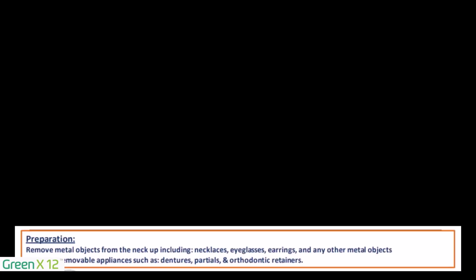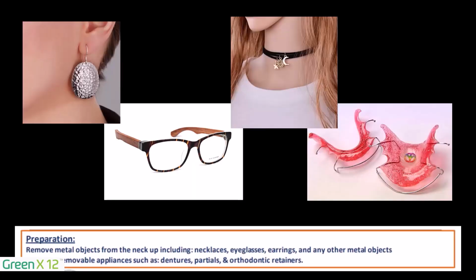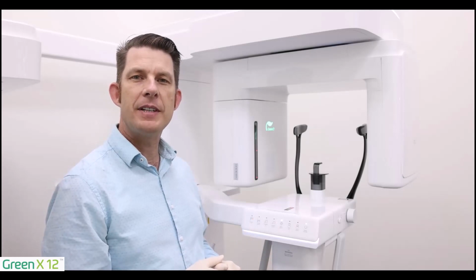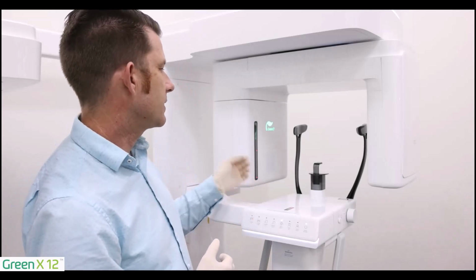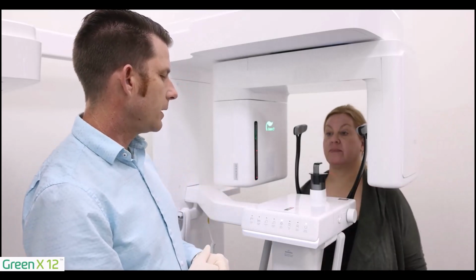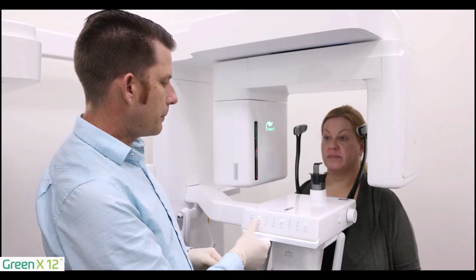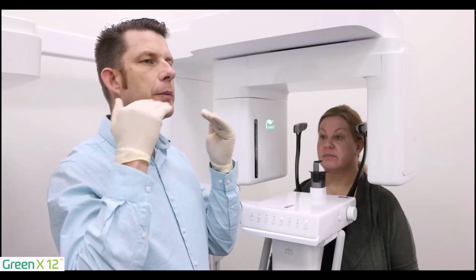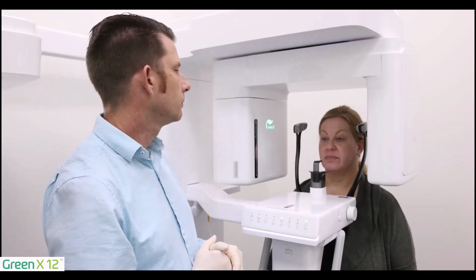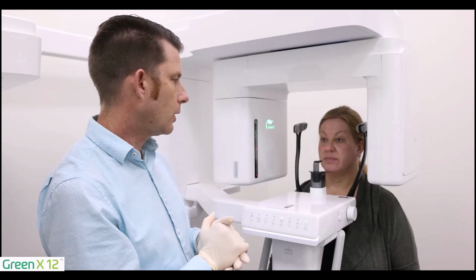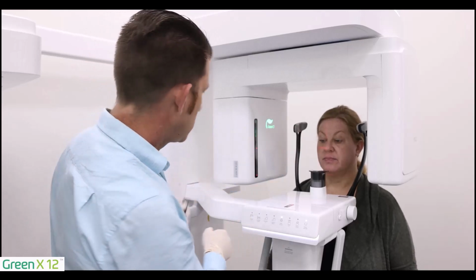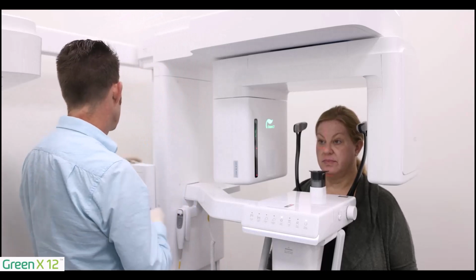In preparation, have the patient remove all metal objects from the neck up, including necklaces, eyeglasses, earrings, and any other metal objects. We'll bring our patient back for CBCT capture. I'm going to go ahead and stand up straight and tall for me. I'm going to go ahead and raise the column up. And with CBCT capture, I want the patient with a flat occlusion, the occlusion being parallel to the floor. So I'm going to go ahead and raise this up. We'll grab our bite stick with its cover.